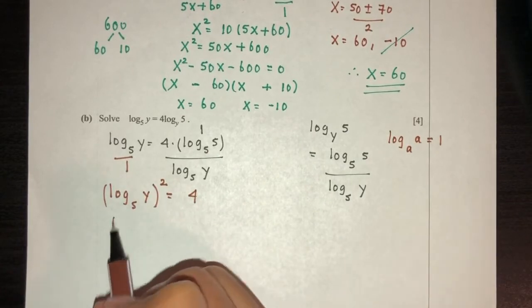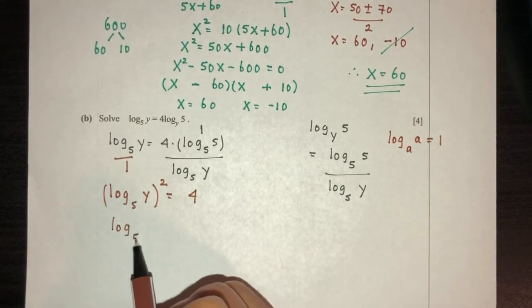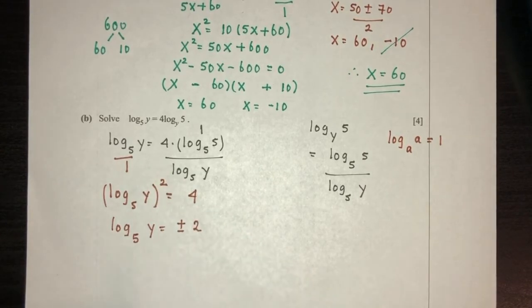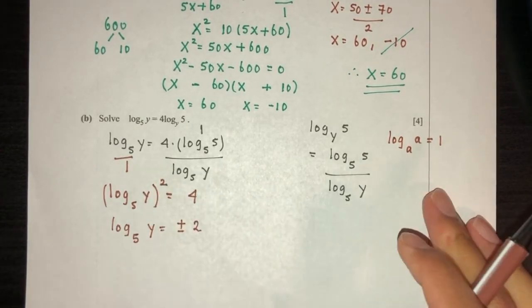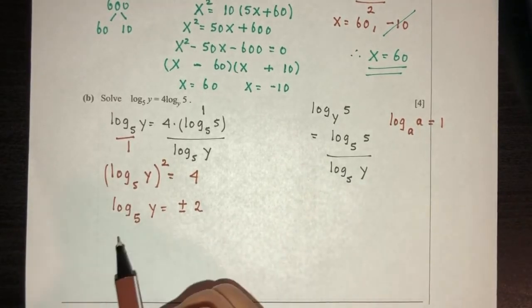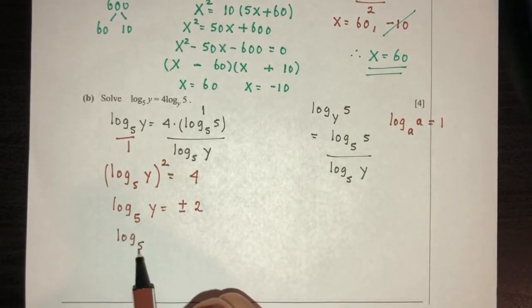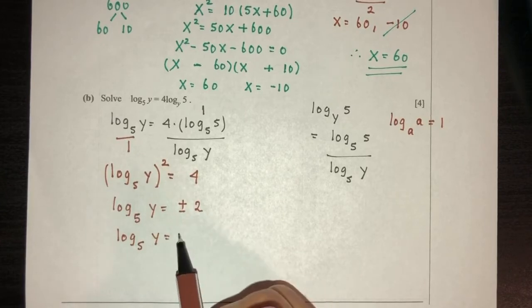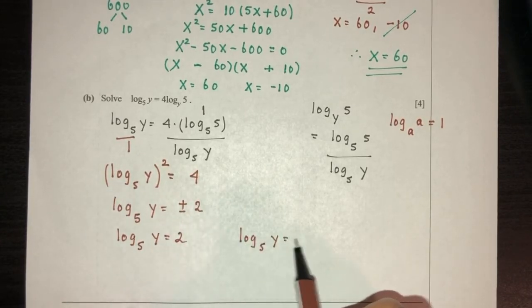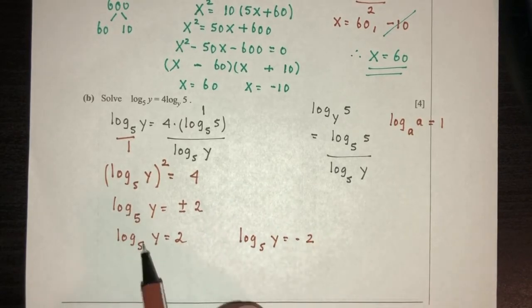Now from this you will have log base 5 of y equal to plus minus 2, right? When you do the square root. Now what else? So we have to solve. So we have two values. Log base 5 of y is equal to plus 2, or it can be equal to minus 2.